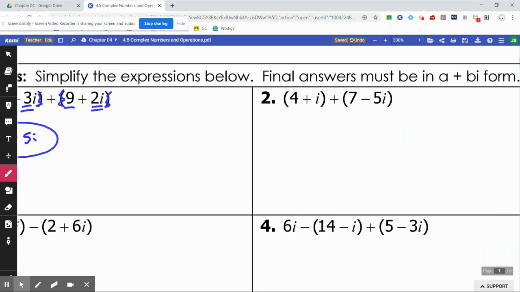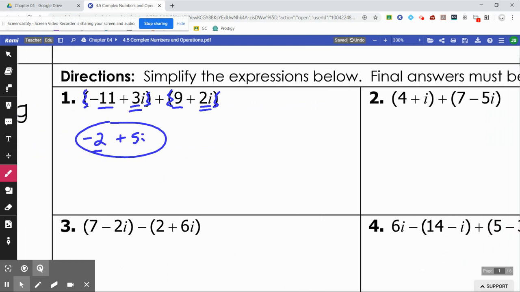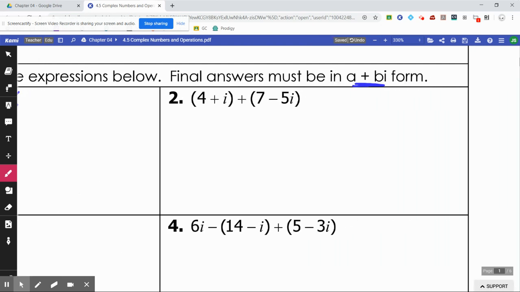And as it says, the final answers must be in a plus bi form. So the a would be the real part, and then the imaginary part second, and we're good. So adding, you're going to add together your real parts, which would be 11. Add together a positive i and a negative 5i and that gives you a negative 4i, and you're finished.